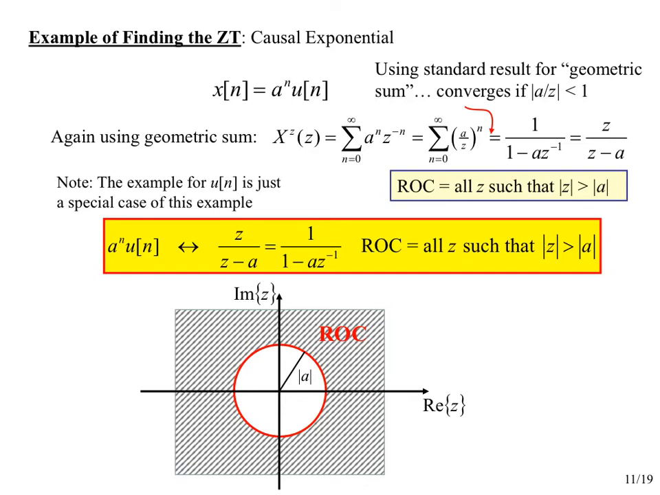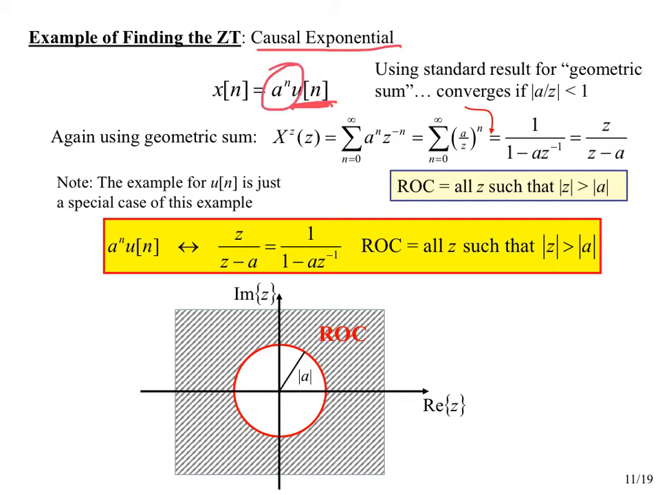Let's look at another example. Here we're going to look at a causal exponential. So we're using the u of n to enforce the causal part. Remember, we talk about causal systems, but we also talk about causal signals. Similar idea, but a little bit different. So a causal signal is just one that starts at n equal to 0 and then is 0 prior to that. And so the unit step here is there just to enforce that.